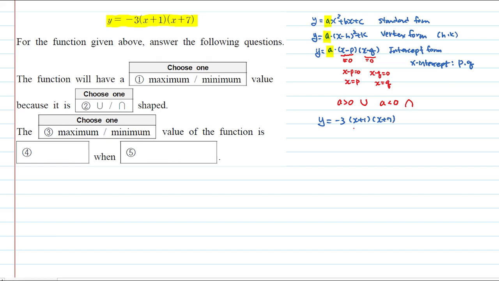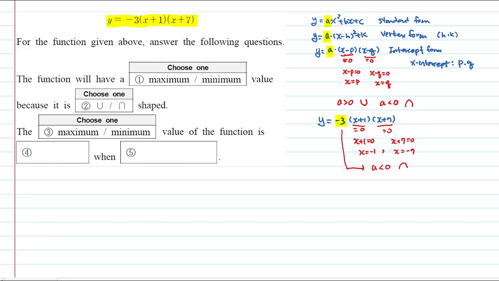Okay, you set the first one equal to 0, and you set the second one equal to 0. You know that x plus 1 is equal to 0, x is negative 1, x plus 7 is equal to 0, x is negative 7. So we have two x-intercepts, and then let's take a look at the a value. That should be the first one you look at. Now my a value is negative 3, that's less than 0. So we know that that will be the upside down U shape.